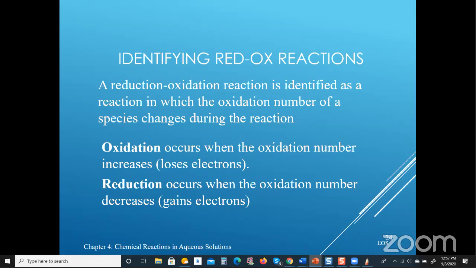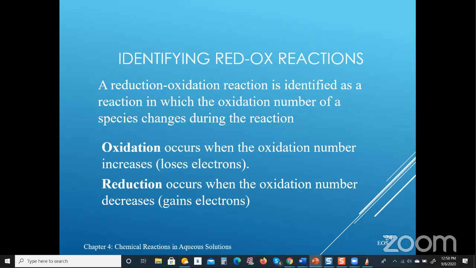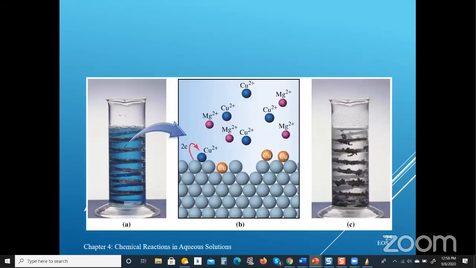When you look at the equation, you look at which atom has an increase in oxidation number and which atom has a decrease in oxidation number. The one that undergoes an increase in oxidation number is losing electrons. The other one, which undergoes a decrease in oxidation number, gains electrons. And you're going to see that in this simple example here.